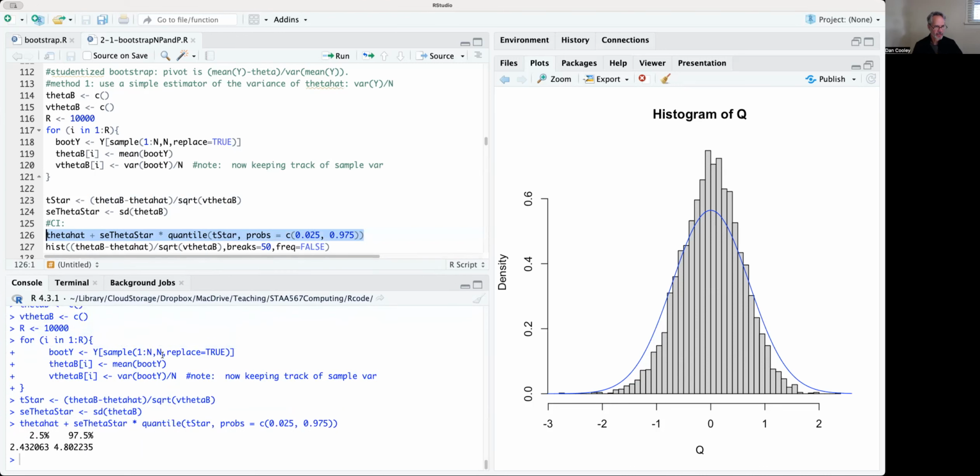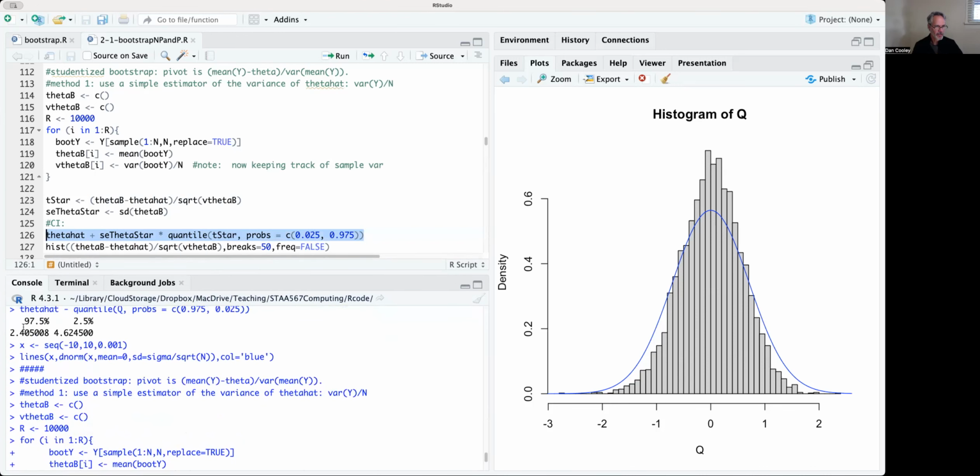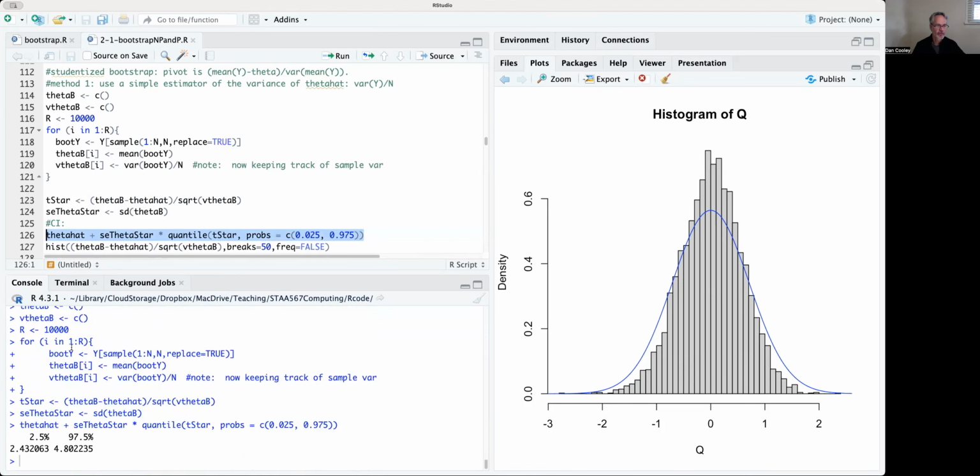Notice that that is a little bit wider, particularly that upper number has increased a bit. That additional uncertainty is arising from accounting for the uncertainty associated with the standard error.